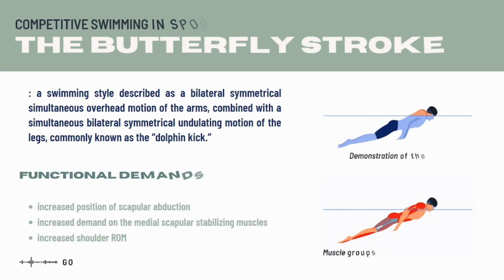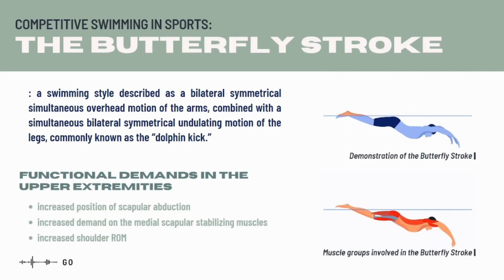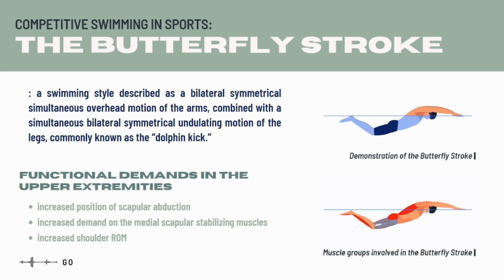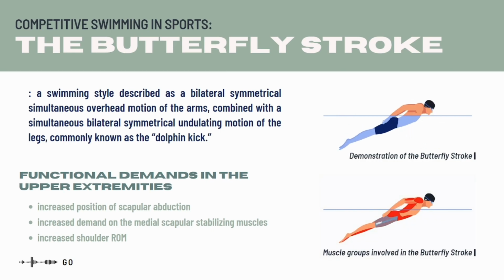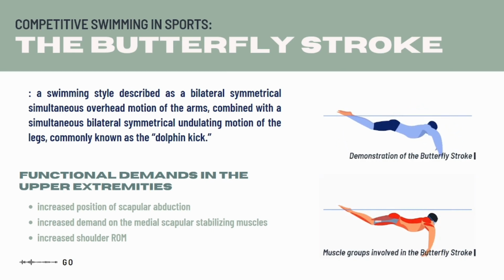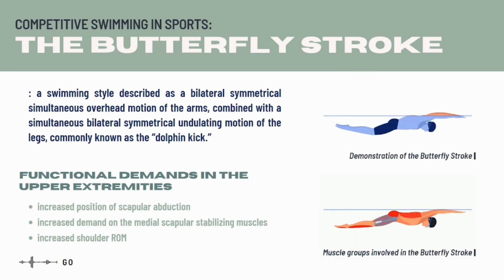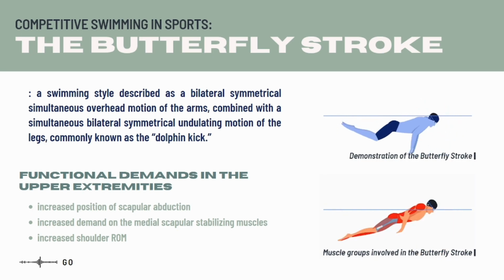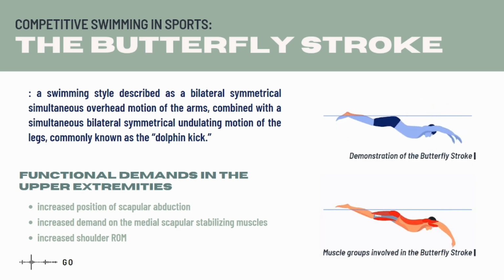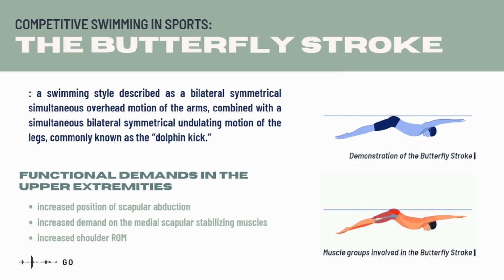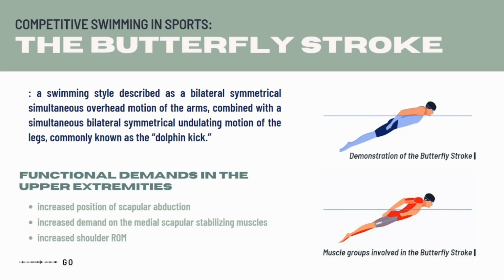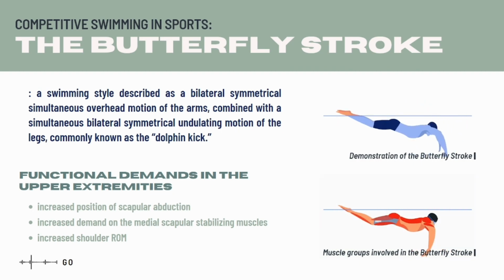Swimming is one of the many athletic sports that involves the exertion of almost every major muscle group in the body, specifically those of the limbs. The butterfly stroke, a competitive swimming style, can be described as a bilateral, symmetrical, simultaneous overhead motion of the arms, combined with the simultaneous bilateral, symmetrical, undulating motions of the legs, commonly known as the dolphin kick. As you can see from the demonstration, the forearms pronate, the shoulders abduct, the scapulae protract and abduct, and the elbows flex slightly as the head leads to the next phase of the stroke.